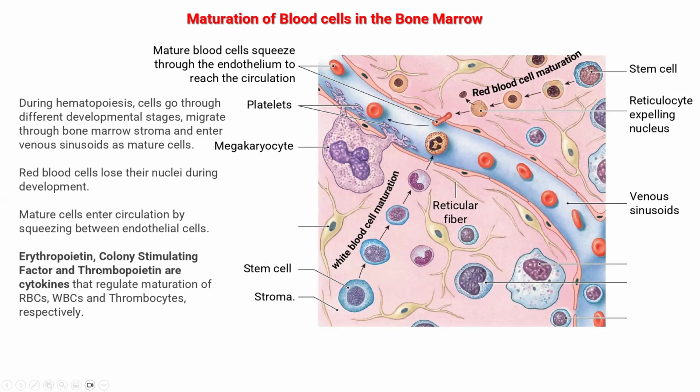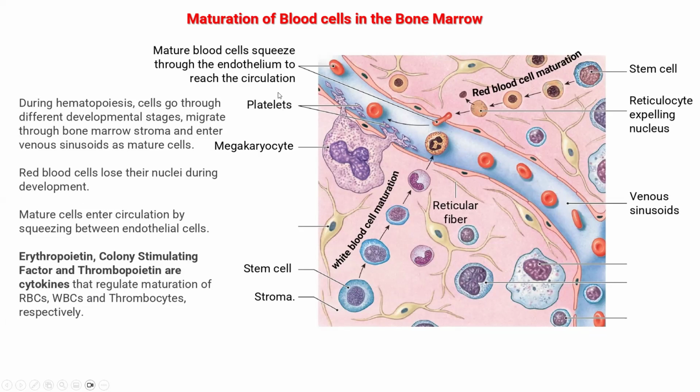Erythropoietin, colony stimulating factor, and thrombopoietin are cytokines that regulate maturation of red blood cells, white blood cells, and thrombocytes, respectively. So mainly erythropoietin is responsible for the maturation of red blood cells. Colony stimulating factors, white blood cells. Thrombopoietin, thrombocytes.